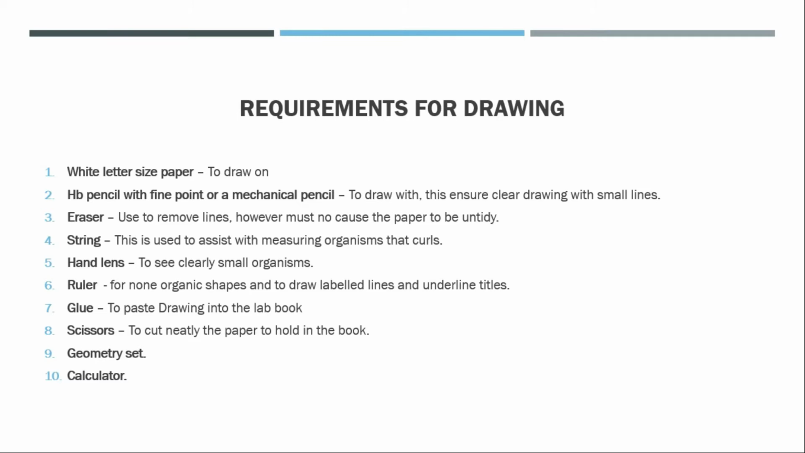It would be wise if you have a hand lens. So if you're drawing very small things, the hand lens would come in very handy. You need to have a ruler. If you are drawing a non-organic shape, a ruler would be very nice, and you're going to again use the ruler to draw the label lines, right? The label lines and the lines that fall under your headings. So the title, you're going to use a ruler to underline that.